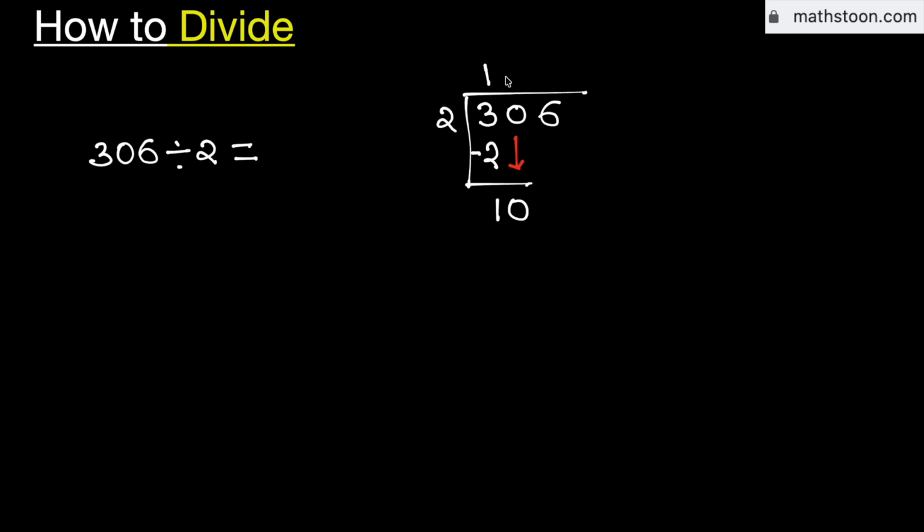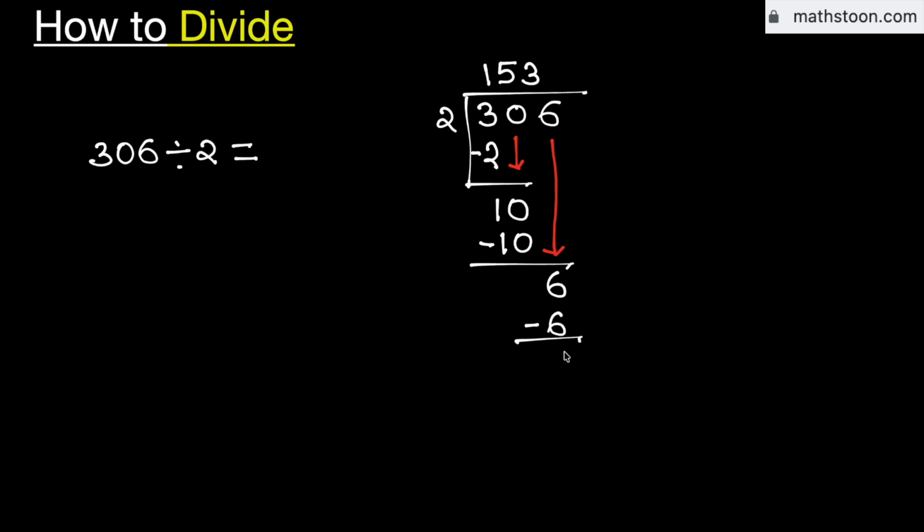That is why we need to bring down this adjacent 0 here. And we know that 2 times 5 is equal to 10. Subtract, we get 0. Now this 0 is less than 2. That is why we need to bring down this adjacent 6 here. And we know that this is the number 6. So we will remove this 0. And we know that 2 times 3 is equal to 6.